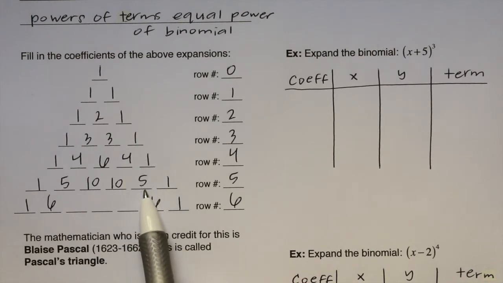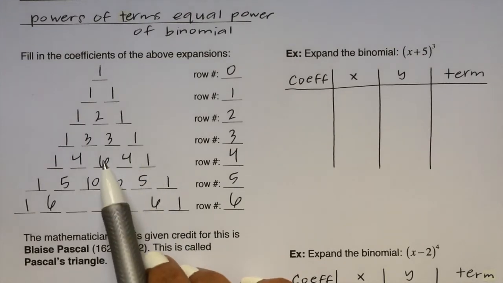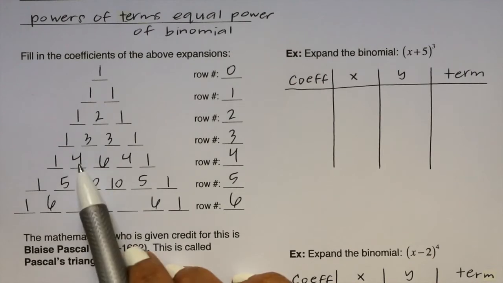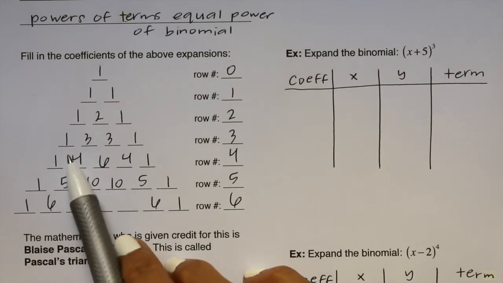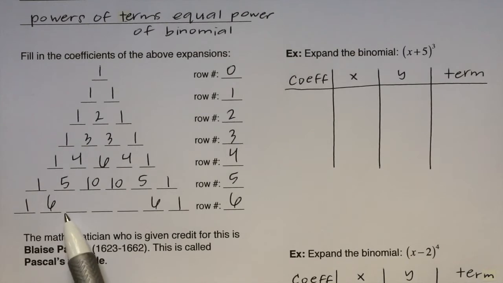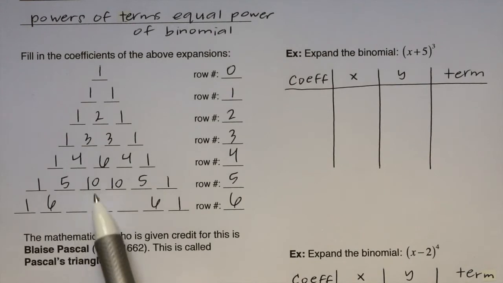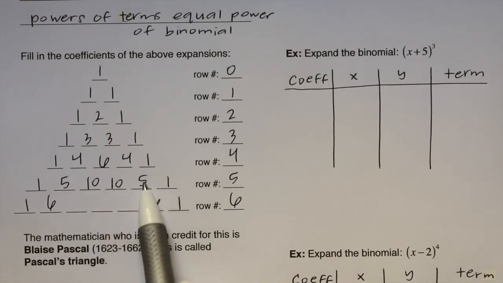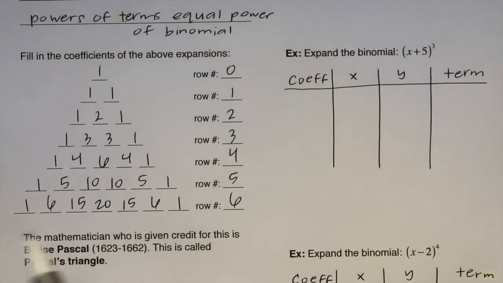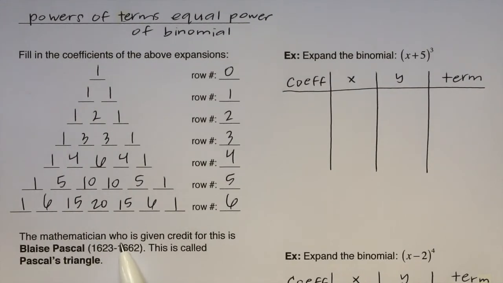So you can see that the pattern is we're adding the 2 numbers above to give you the number that falls right below. So again, 6 plus 4 makes 10, 4 plus 6 makes 10, and 1 plus 4 makes 5. So if we continue that pattern, 1 and 5 made 6, 5 and 10 adds to make 15, 10 and 10 makes 20, and 10 and 5 makes 15 again. So now in theory, you could keep filling out this triangle with more rows by adding the 2 numbers above to give you the next value. And I put a little note right here. The mathematician who is given credit for this is Blaise Pascal, and this is called Pascal's triangle.